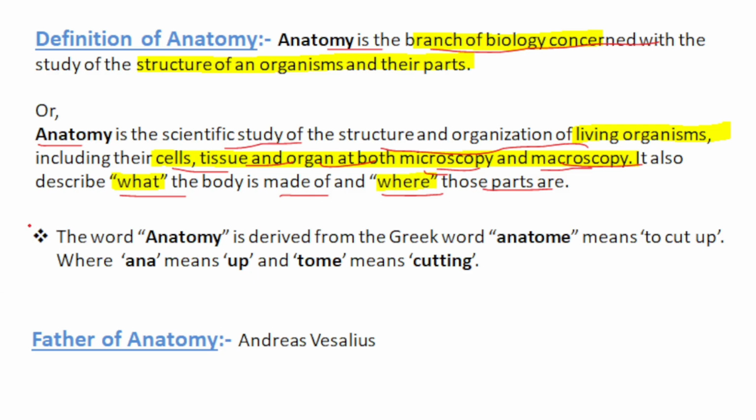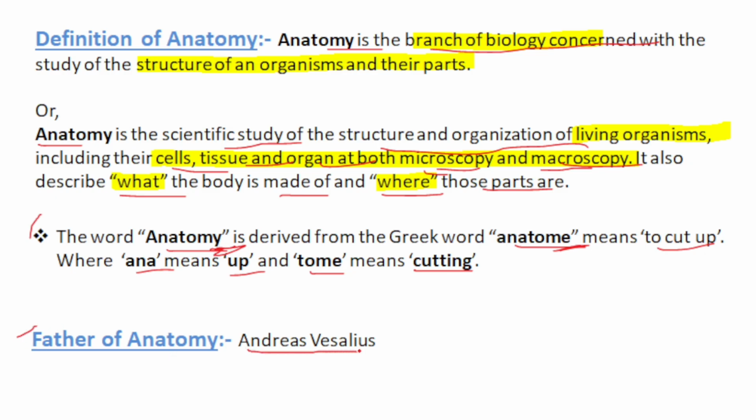Then the word anatomy is derived from the Greek word anatomy. Here there is ana and there is tome, meaning to cut up, where ana means up and tomy means cutting. Then who is the father of anatomy?